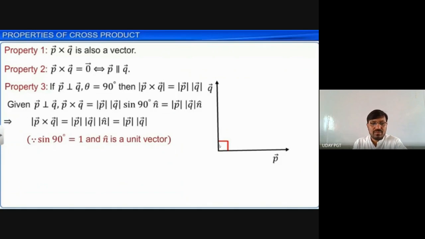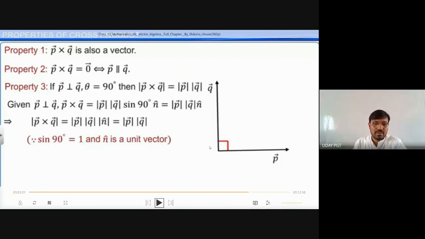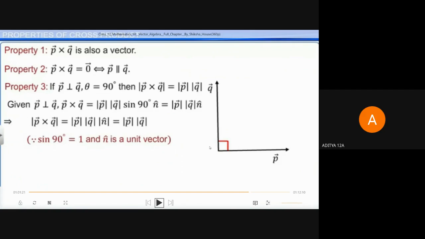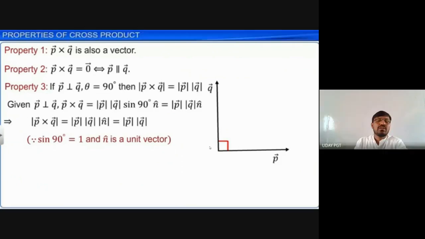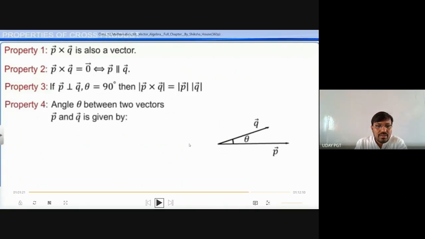Okay, so this is one thing you need to observe. Sine 90 is 1 and the unit vector magnitude is equal to 1. So that's why we are going to get this as the cross product. When you take the magnitude of the cross product of the two vectors, we are going to get it like this.